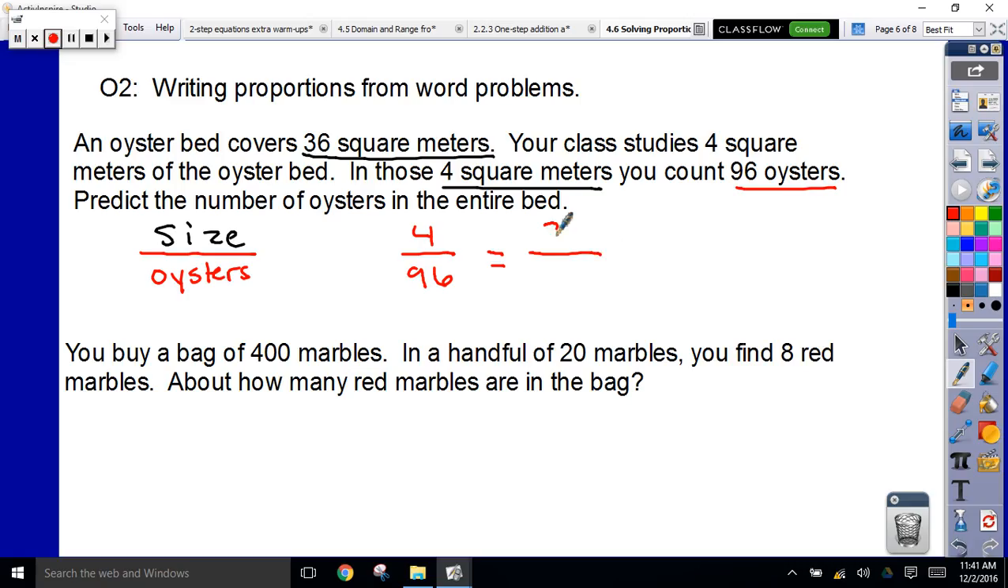So the size of this bed is 36 square meters. We don't know how many oysters are in the bed, so we're going to use x to represent that we don't know. I was tempted to use an O for oysters, but what would be the problem with using O for oysters? Zero. Diane?